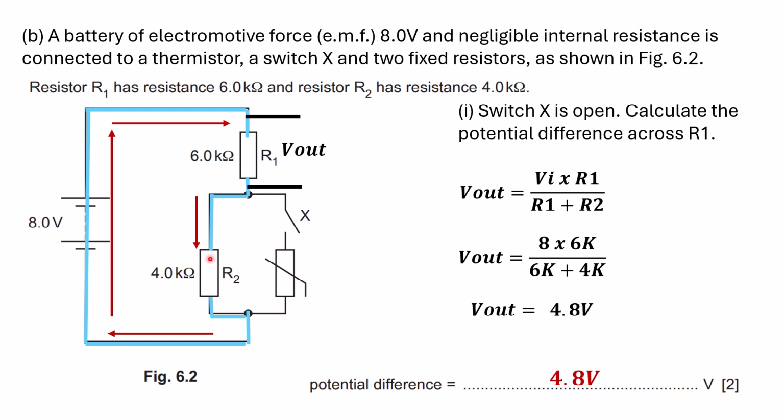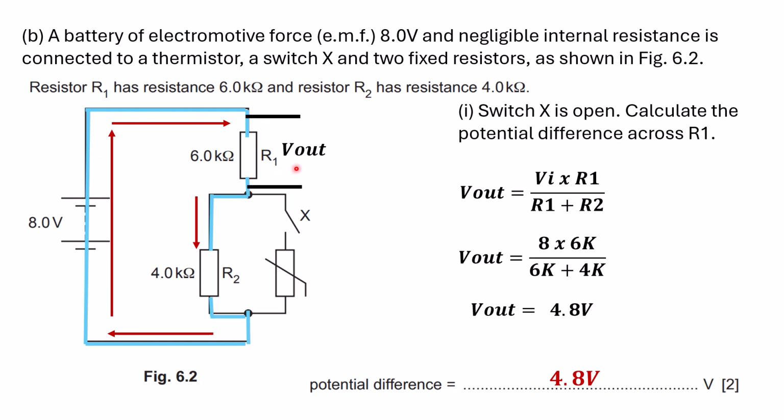So here this blue line is showing where the current is flowing. The current is not flowing through the thermistor because the switch is open. So we just have this circuit here.